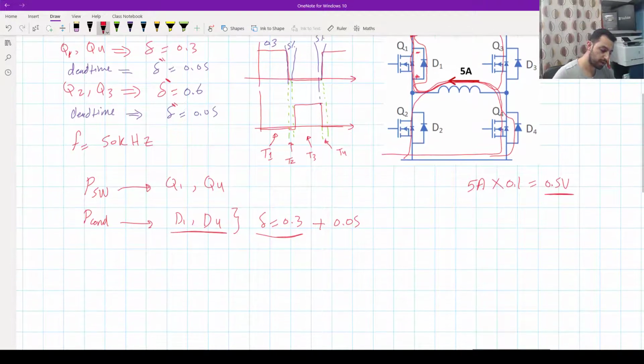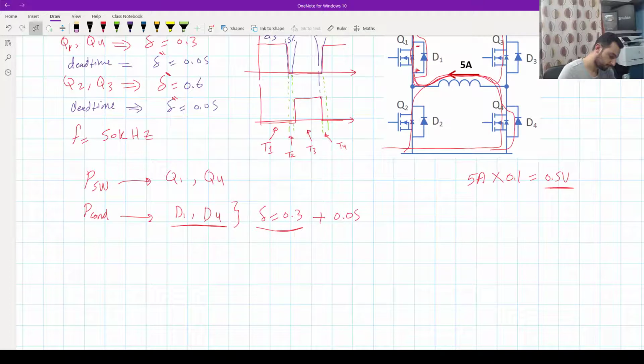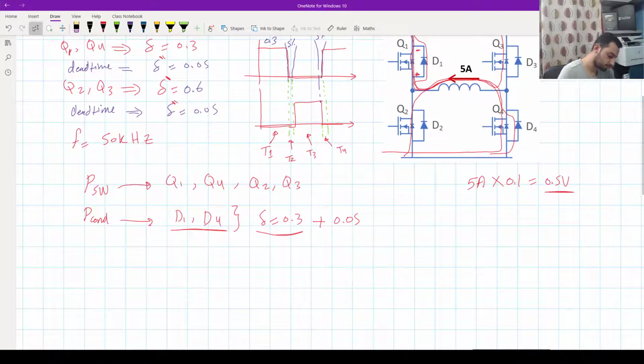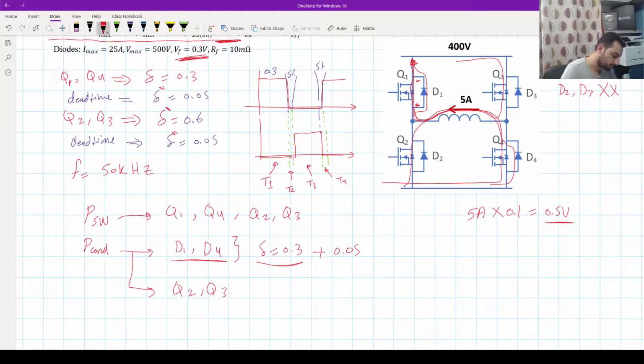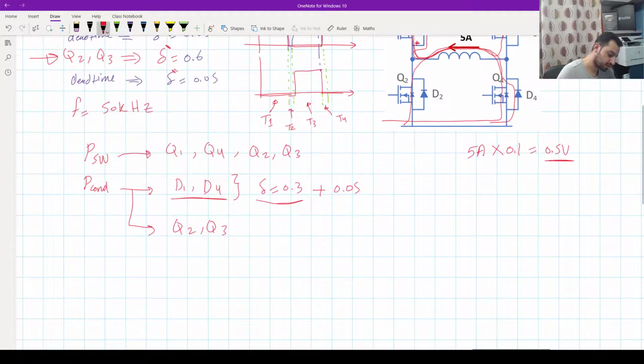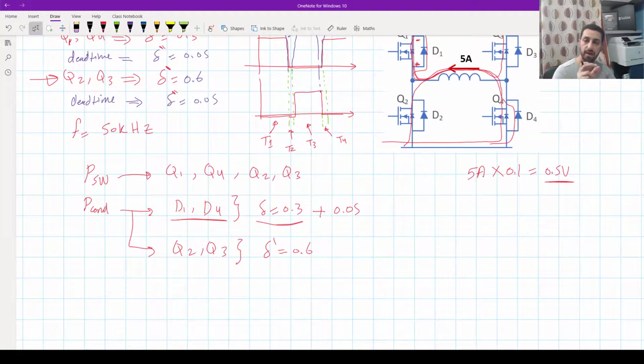So for Q2 and Q3, we have switching losses, and also we have conduction losses, but the period is, let's see, 0.6. So the delta for them is 0.6. So during the 60% of the time, they will conduct, not their diodes.